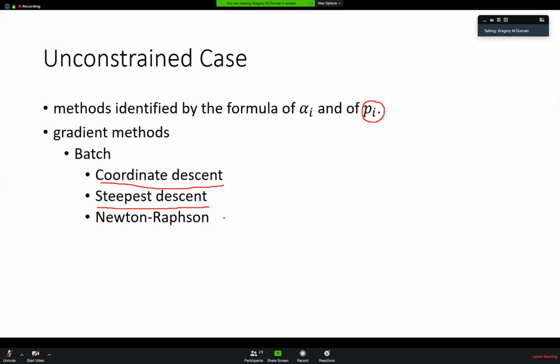Something called Newton-Raphson, which is a method a little bit like steepest descent, but it will go even faster. It will go really fast, provided you're close enough, but it too can get stuck. And these are all called batch methods for a reason, and that's because they'll work on all of the data at the same time.